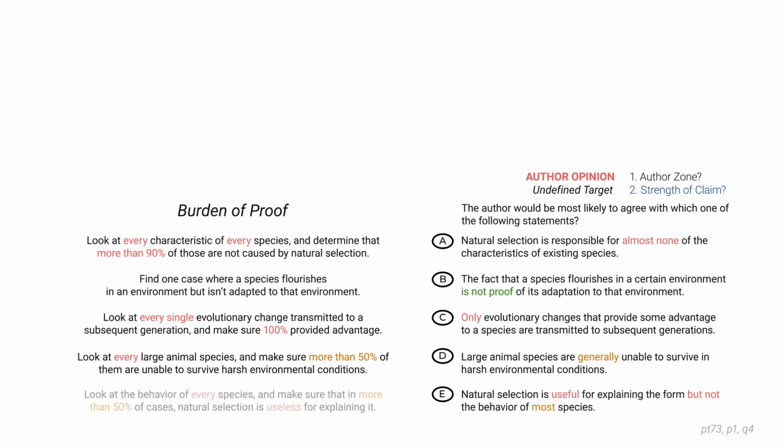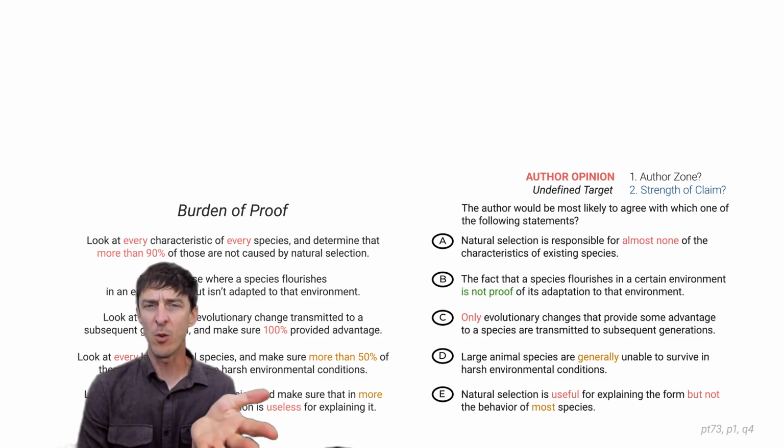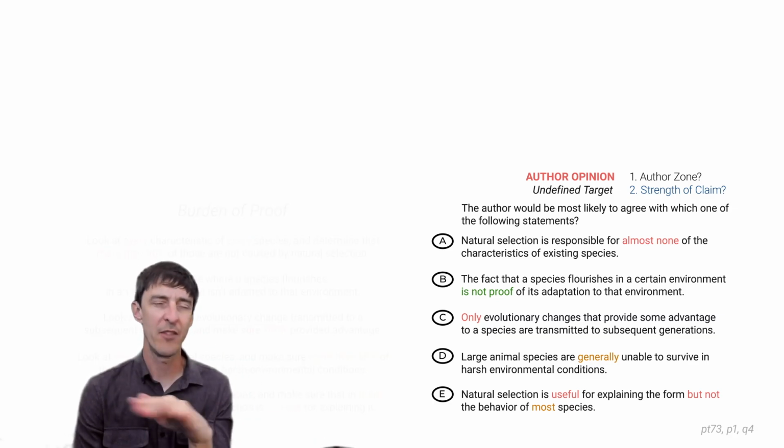And then E is saying that natural selection is useful for this, but not that, when it comes to most species. Most is such a scary word in reading comp because the burden of proof sucks. You have to look at all of them and then make sure at least 50% of them have that trait. And the expression, it's useful for this, but not that, means that for the second category, it is useless. We'd have to look at every species and make sure that in more than 50% of cases, natural selection is useless for explaining something. It's not always this dramatic. Right now, B is an obvious leading contender.